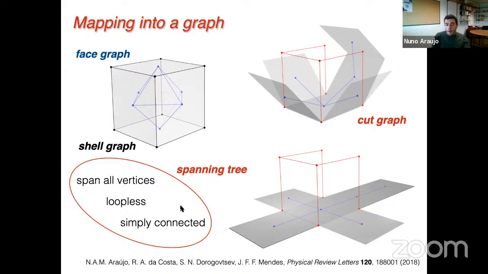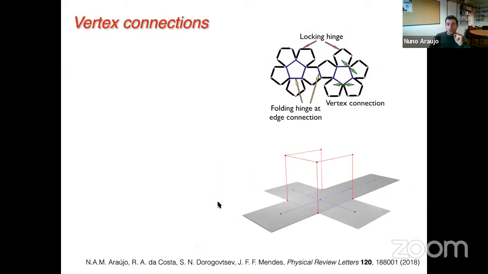So the set of all possible nets corresponds to the set of all spanning trees of a shell graph. But remember, what we want to identify is the optimal one. And the optimal one is the one that maximizes the number of vertex connections, the number of nodes for which you only have one cut.